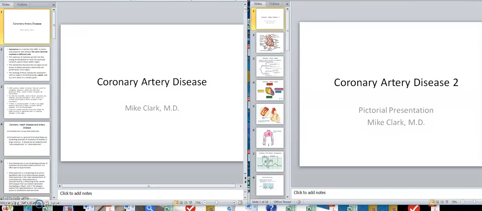For these PowerPoints, what you want to pull up in ANP2 is coronary artery disease and coronary artery disease 2. My coronary artery disease 2 is a pictorial presentation. This particular PowerPoint will show you coronary artery disease, which is also called ischemic heart disease. Ischemia is decreased blood supply. Ischemic heart disease. And it will also talk on heart attack, technically known as myocardial infarction.